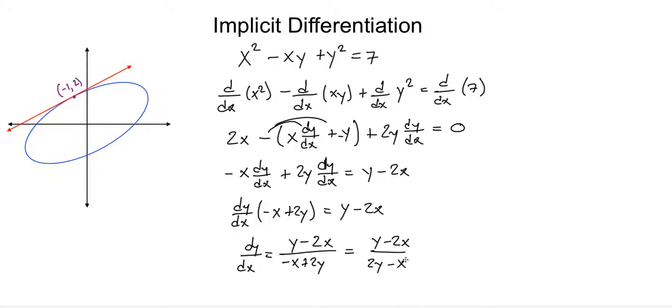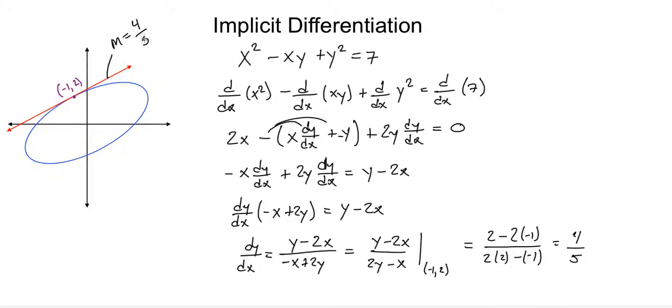And if we're looking for the slope of this tangent line, we want to find the slope at the point negative 1, 2. What that's going to equal now is 2 minus 2 times negative 1 over 2 times 2 minus a negative 1. On the top here, we're going to get 2 plus 2 is going to be 4. On the bottom, we're going to get 4 minus a negative 1 is going to be 5. So our slope for this tangent line here is going to be a positive 4/5.